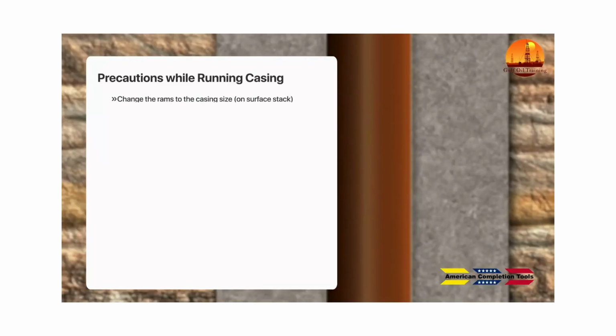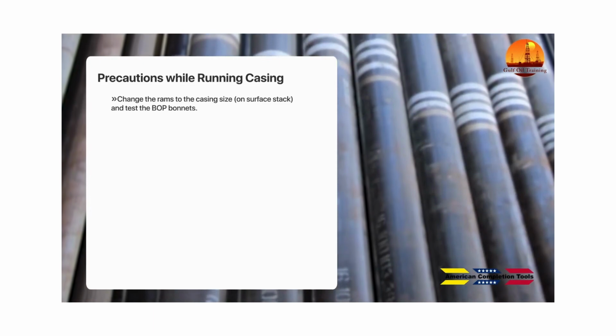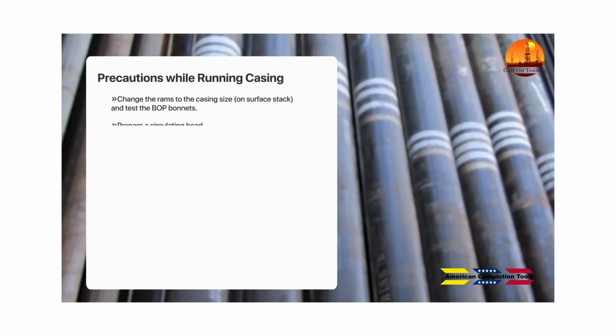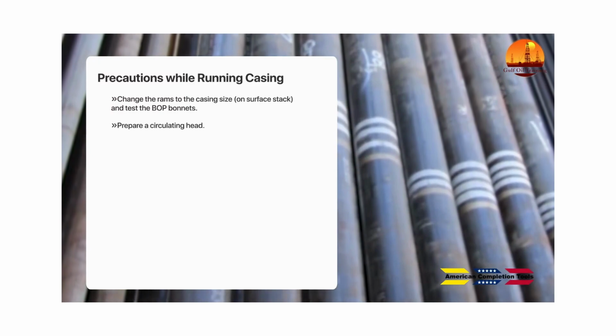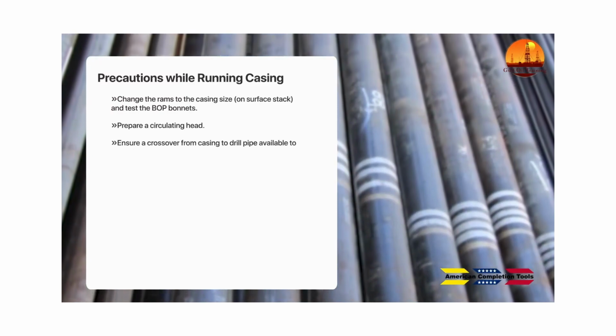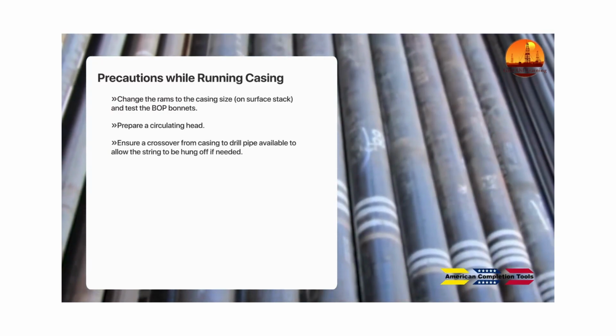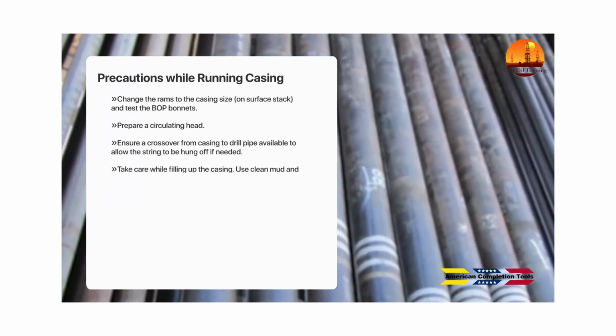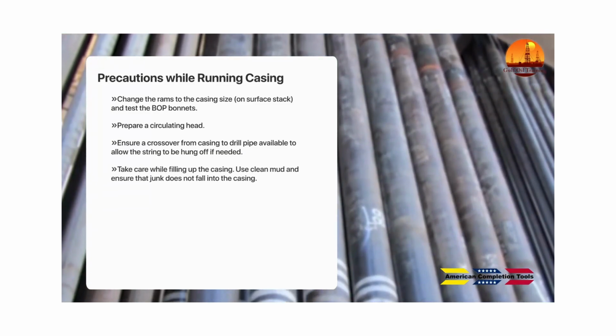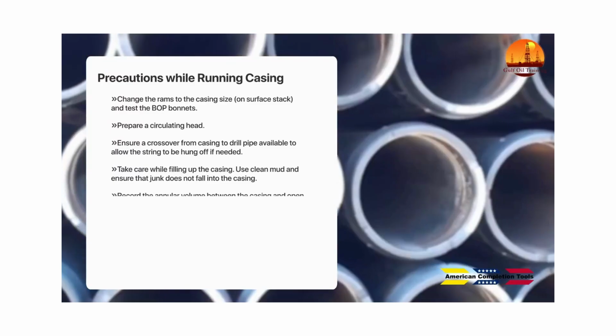Precautions while running casing. Change the rams to the casing size on the surface stack, and test the BOP bonnets. Prepare a circulating head. Ensure a crossover from casing to drill pipe is available to allow the string to be hung off if needed. Take care while filling up the casing. Use clean mud and ensure that junk does not fall into the casing.